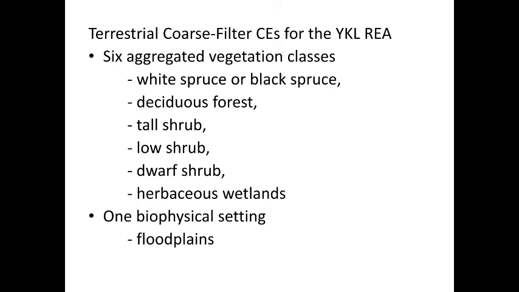And so we ended up with 6 vegetation classes used for the coarse filter CEs, and one of them is white spruce or black spruce. Another one's deciduous forest, tall shrub, low shrub, dwarf shrub, herbaceous wetlands. These are pretty basic classes that have been mapped all the way across the state. And then we developed one biophysical setting, which was low elevation floodplains.